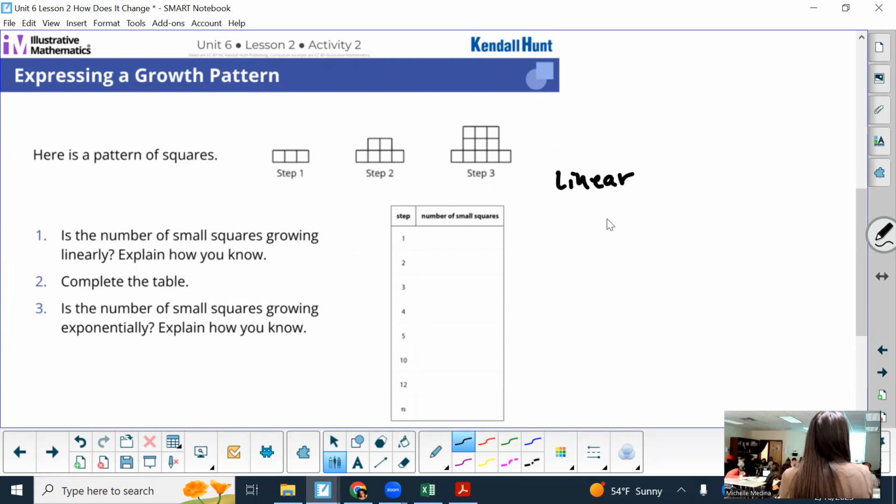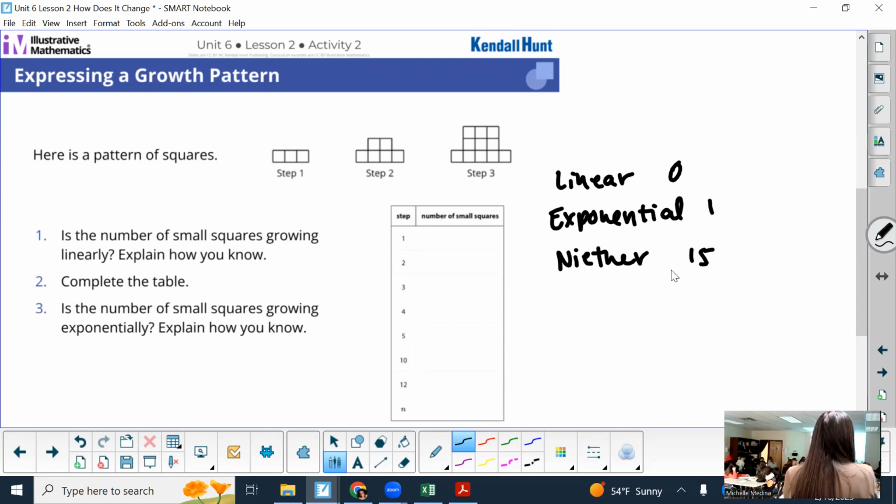So raise your hand if you think this is a linear function. Raise your hand if you think this is an exponential function. Okay, raise your hand if you think it's neither.